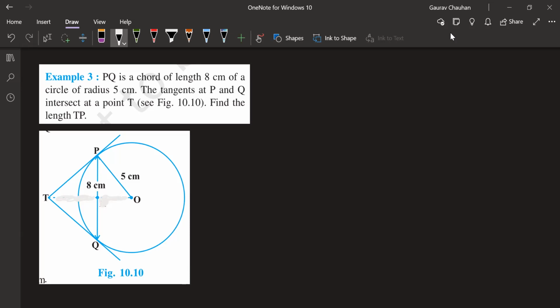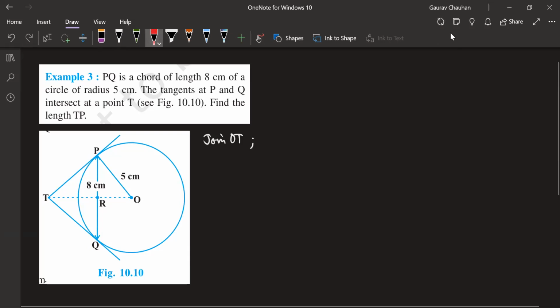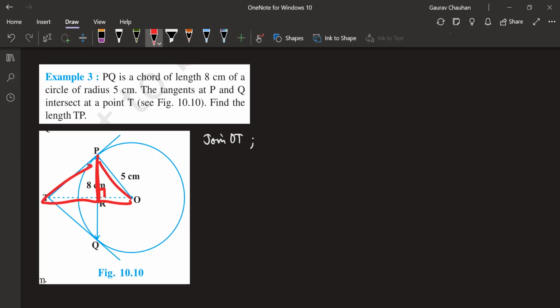So the first step is of course to join OT, and let it intersect PQ at R. You can write that or you can just draw it in the diagram. Now when we join OT, intuitively we know that this has got to be 90 degrees, but that's not the case. We have to prove it. We have to show steps that actually this is 90 degrees. Only then will we be able to use this right triangle or any other right triangle. So we're going to do that right now.